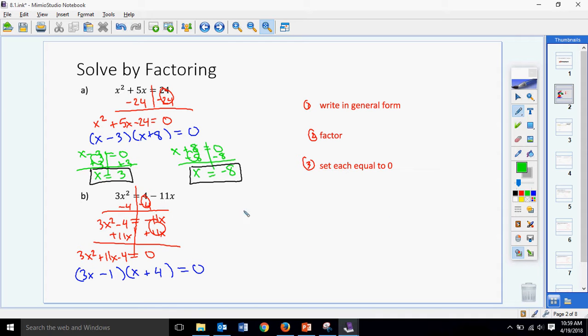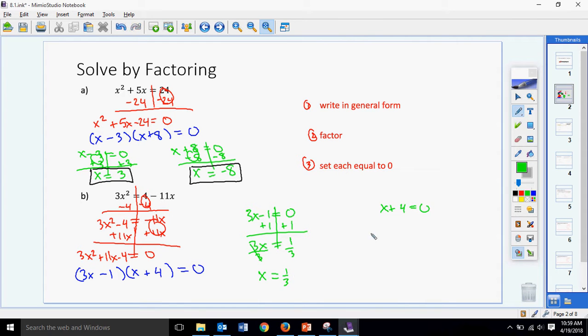The next step is to set each equal to 0. So my first set of parentheses was 3x minus 1. The second set is x plus 4. So now I'm going to solve these equations, figure out what x is. I'm going to have two x's. So I need to add 1 and then divide by 3. And x equals 1/3.